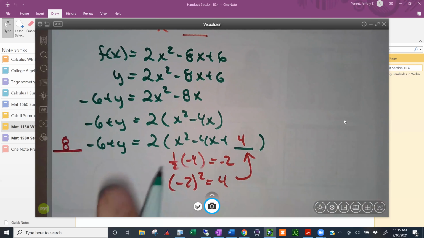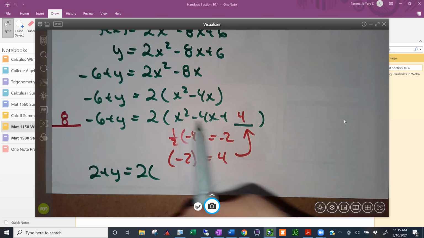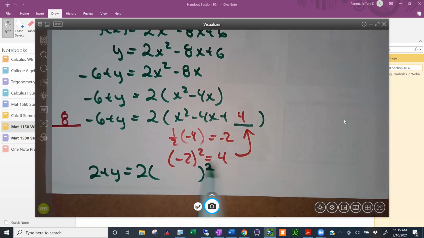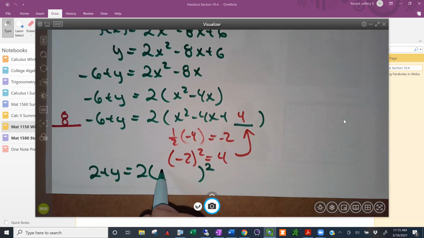8 minus 6 is 2, so I get 2 plus y equals 2 times, well, this is a perfect square trinomial. And that's actually the square of a binomial. What binomial do I square to get this? -2 and -2. So x minus 2, in other words. So this is x minus 2 squared, and that's perfect. Thank you. This is what we wanted.